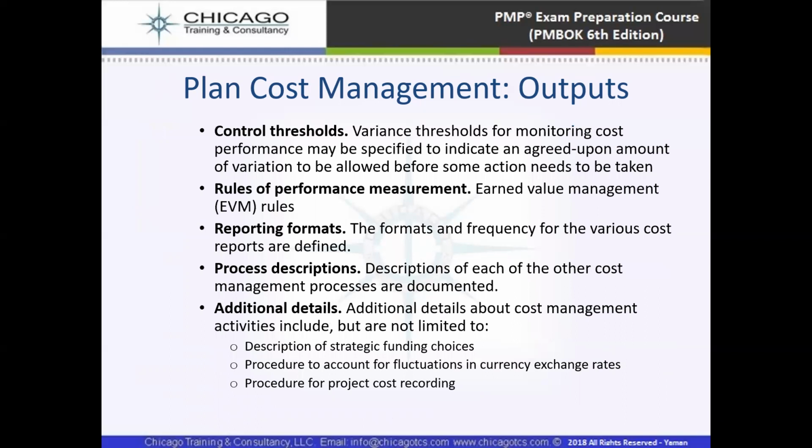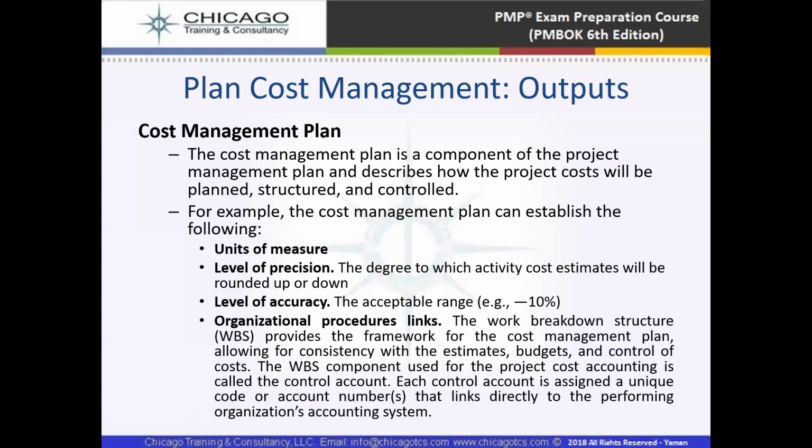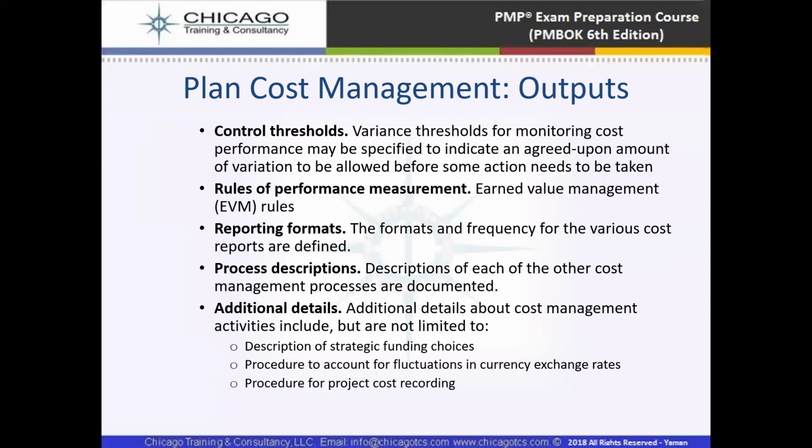And then we have the control thresholds, which are also part of the cost management plan. The threshold for monitoring cost performance, like variances, may be specified to indicate an agreed amount of variation to be allowed before some action needs to be taken. It means we have control thresholds, which indicate that agreed upon amount of variation. Like we will say, okay, this change is acceptable or this change is not acceptable. Then there are rules of performance measurement, like earned value management. So there are some rules.